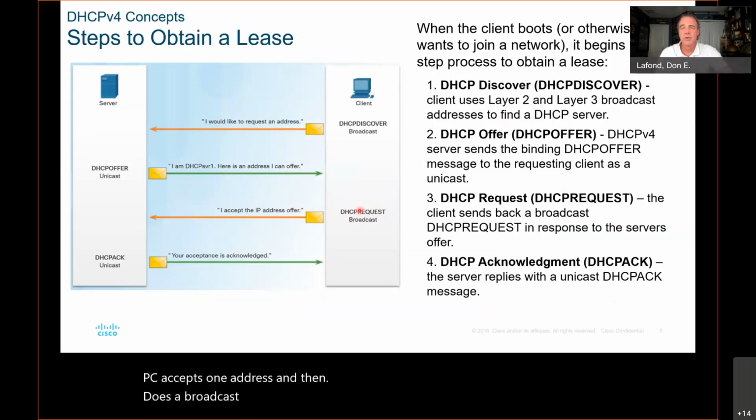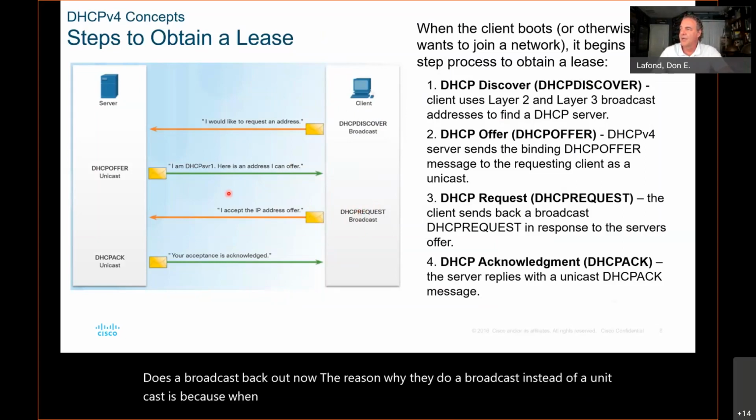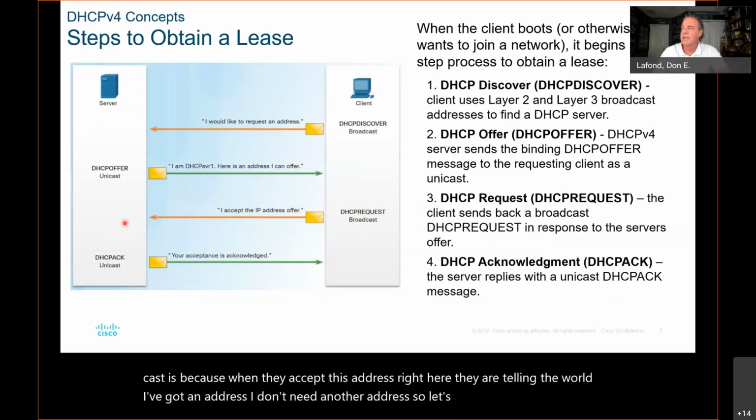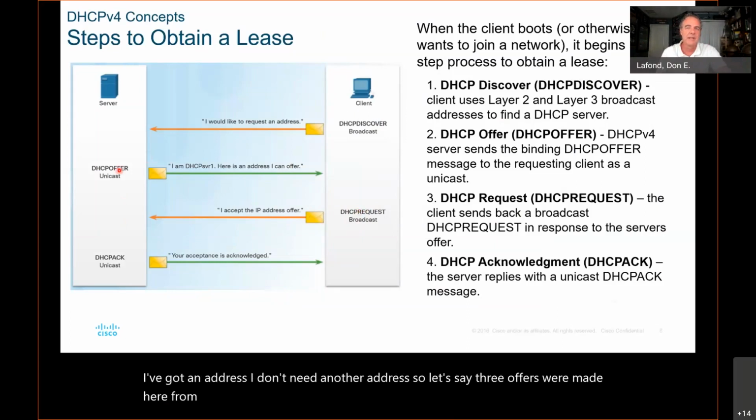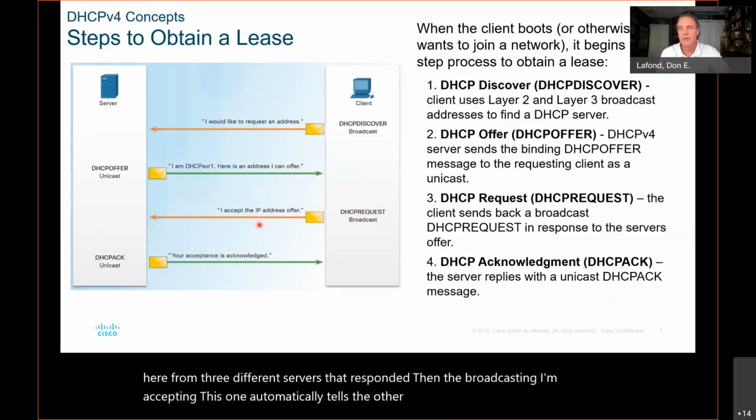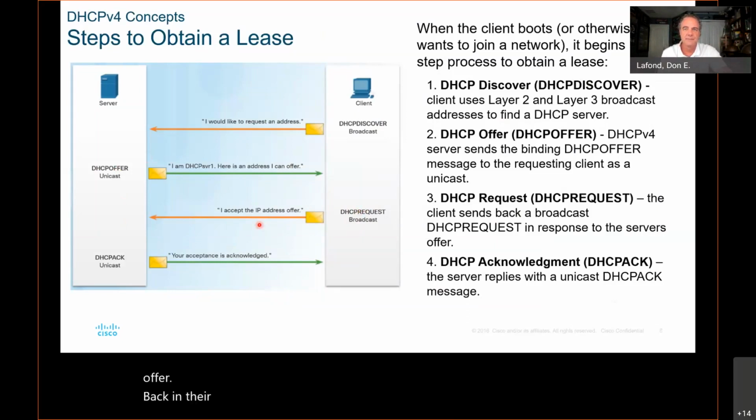Now, the reason why they do a broadcast instead of a unicast is because when they accept this address right here, they are telling the world, I've got an address, I don't need another address. So let's say 3 offers were made here from 3 different servers that responded. Then the broadcast saying I'm accepting this one automatically tells the other 2 that they can put their offer back in their pool of addressing. Okay. And then the acknowledge is from the server saying your acceptance is acknowledged. You've got that address, and that starts the timer.